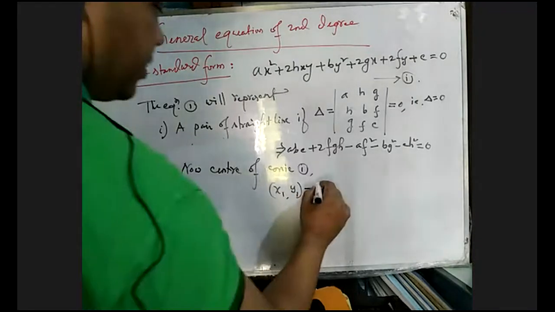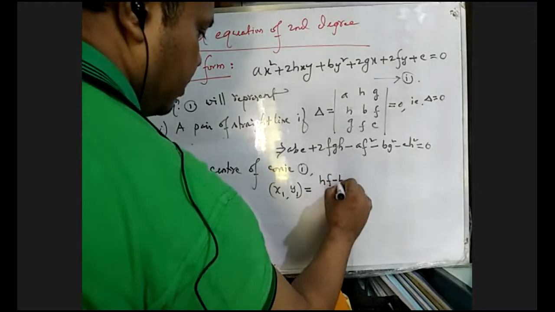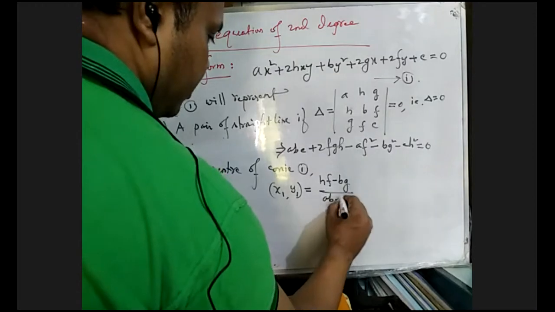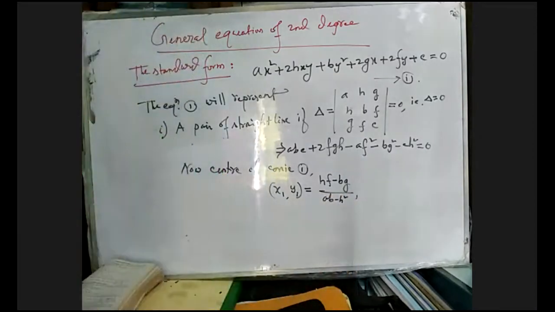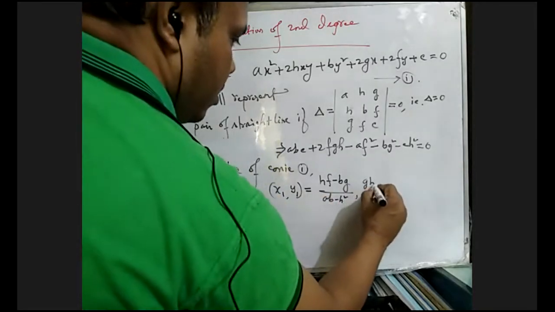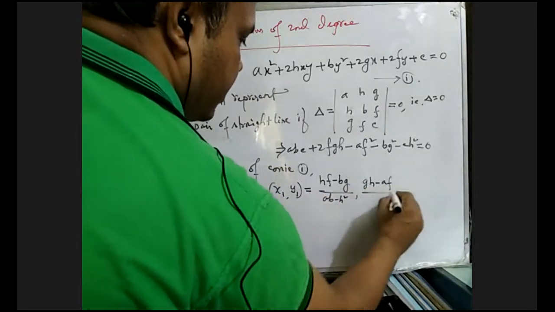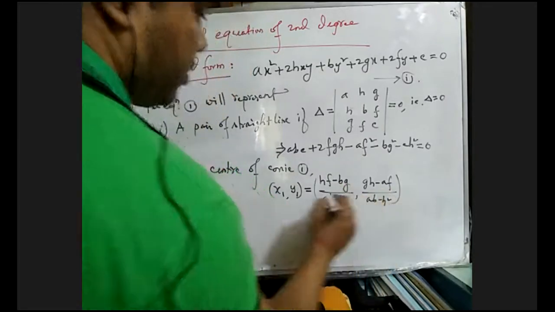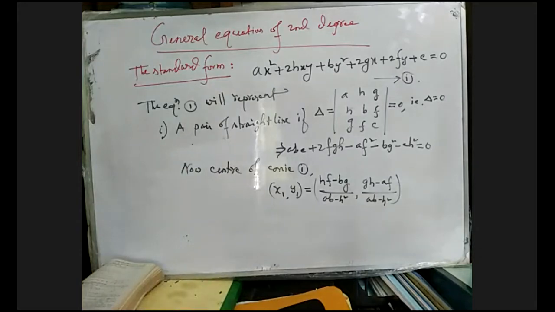This center can be written as hf minus bg divided by ab minus h square, comma, and gh minus af divided by ab minus h square. Remember this is the center of the conic. How do we get this center?